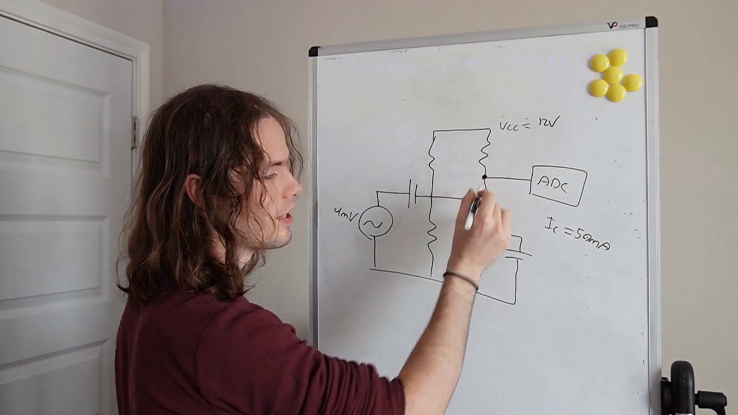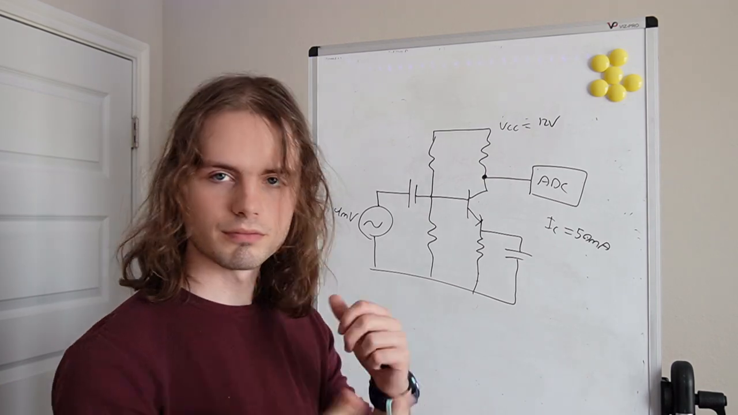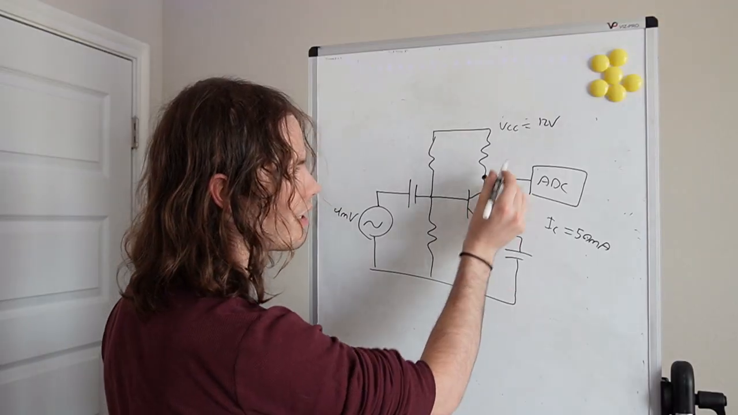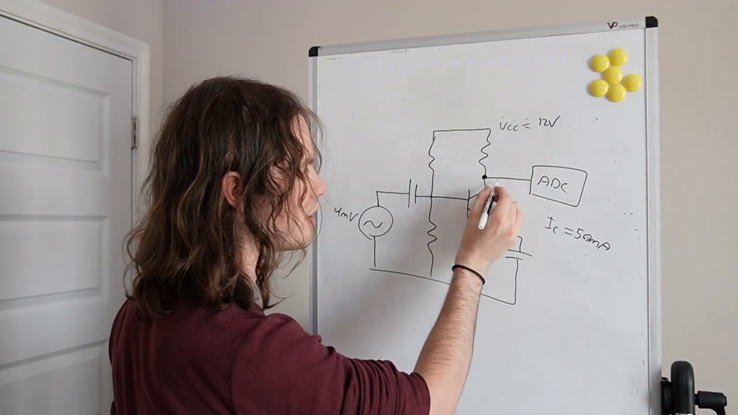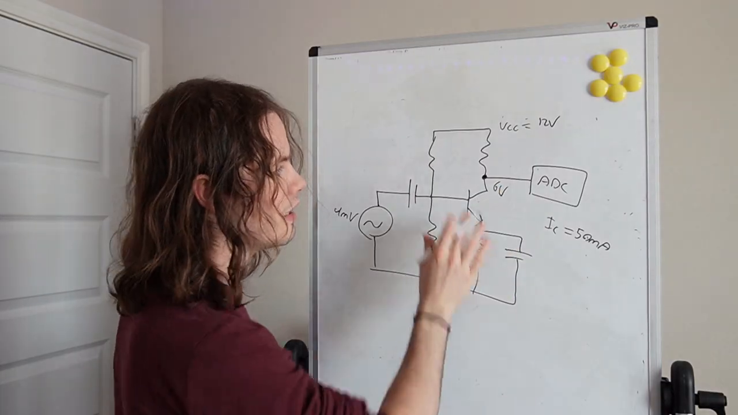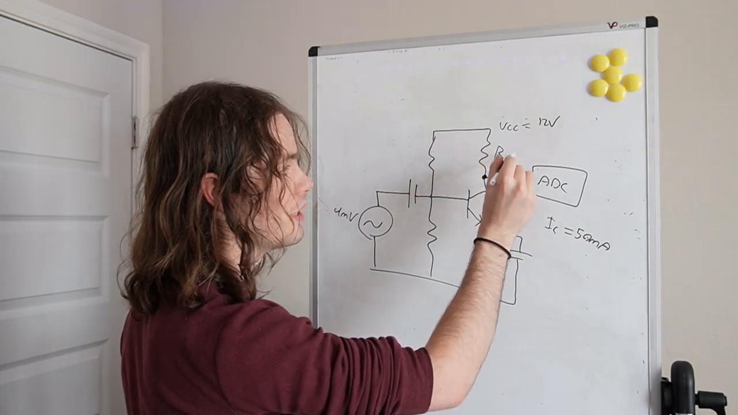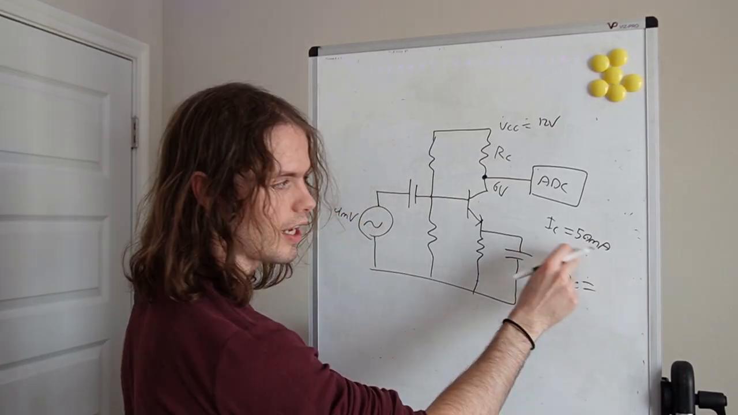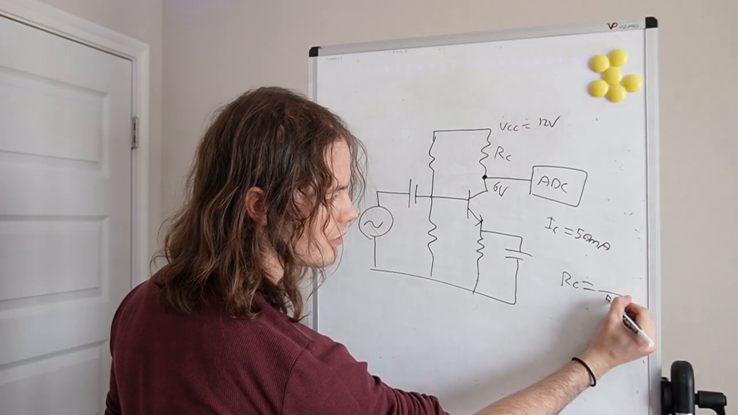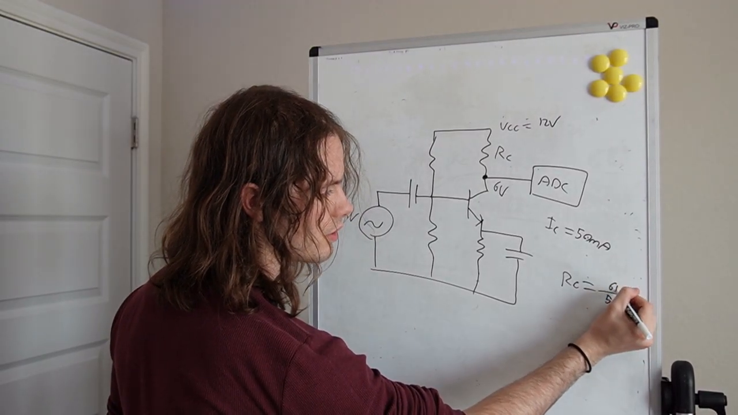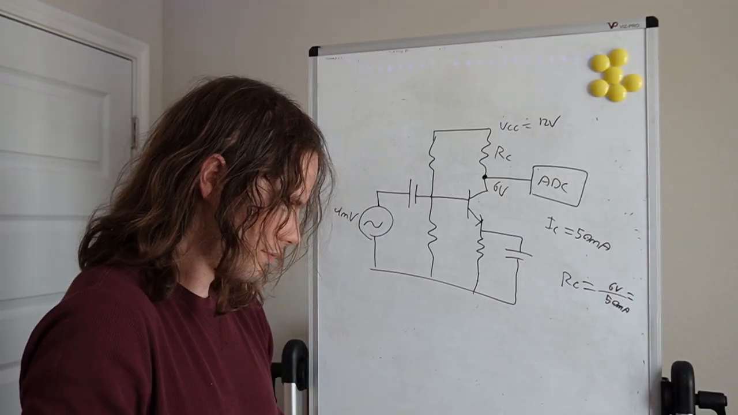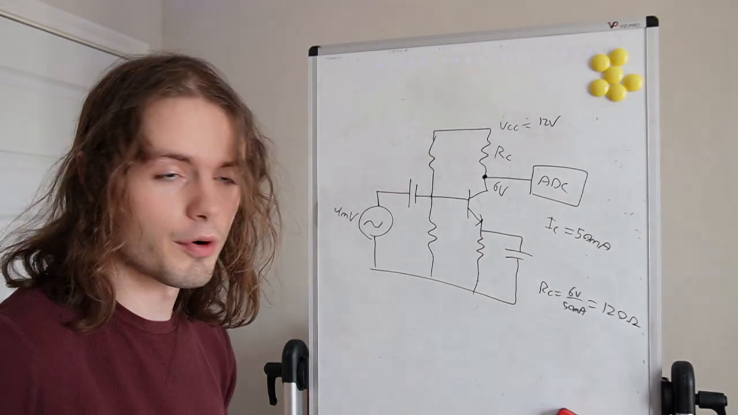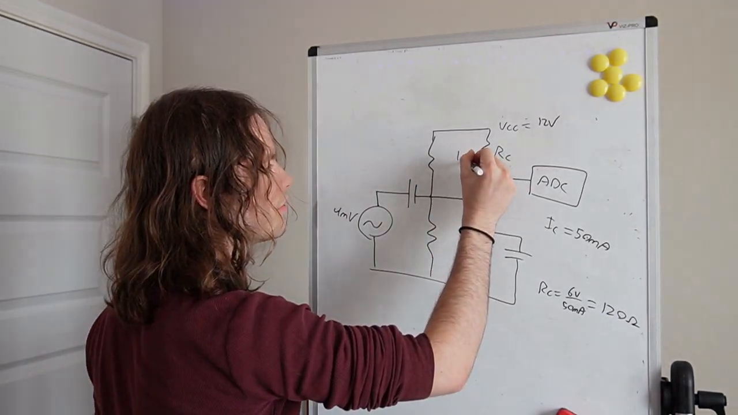So we want this point here to be around halfway of VCC. That way we can have the most room to swing our output voltage. So in that case, if it's half of VCC, then it's going to be 6 volts. Now we can calculate RC, because RC will be a 6 volt drop divided by 50 milliamps will give us the value. This is, let me look it up, this is 120 ohms. So we've selected our first component value, 120.